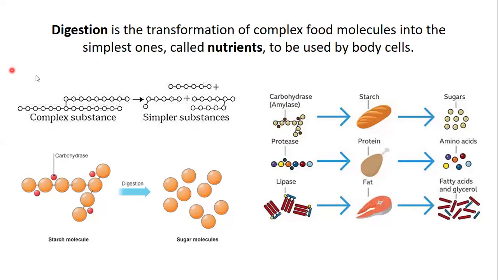And simple sugar molecules, amino acids, fatty acids, and glycerols are the nutrients that the cells use to perform different activities, to make energy, and so on.